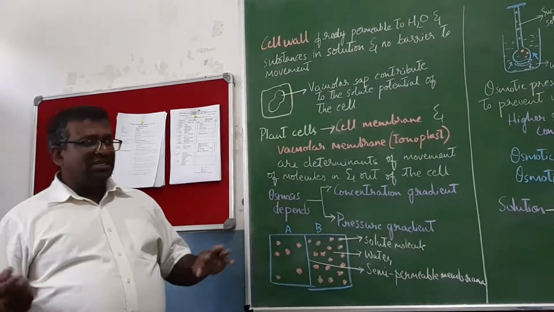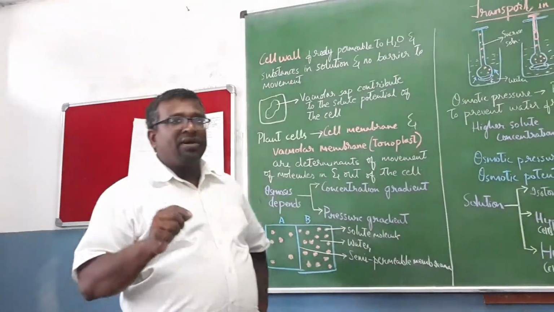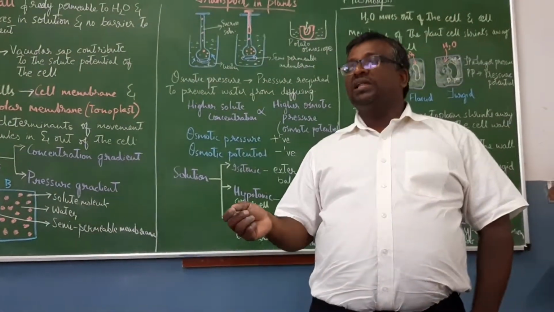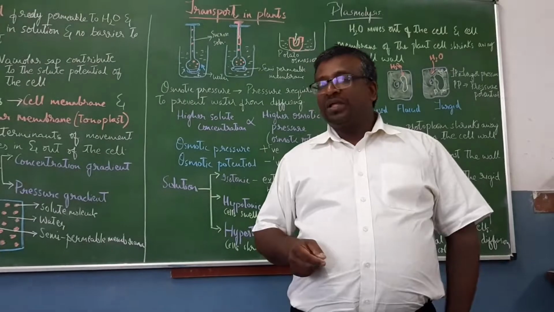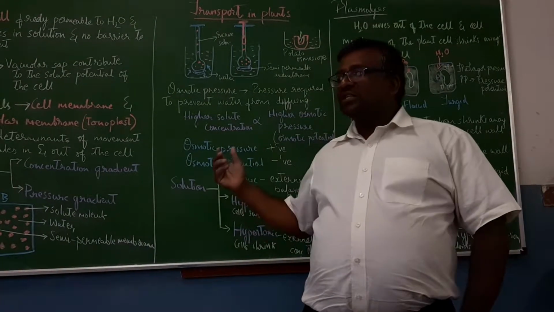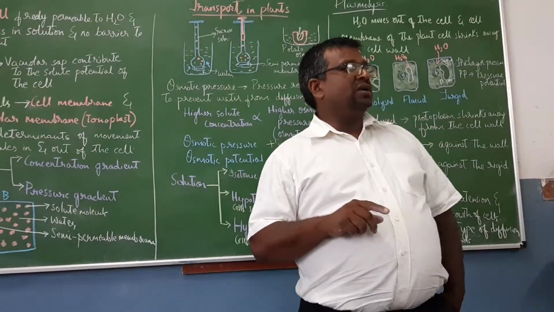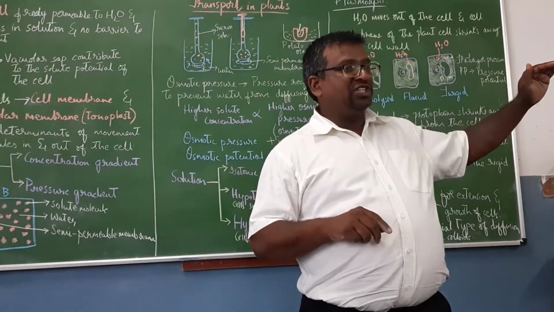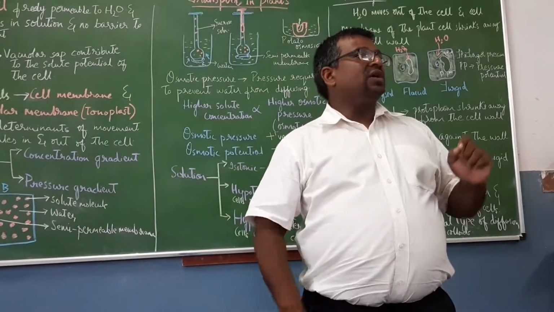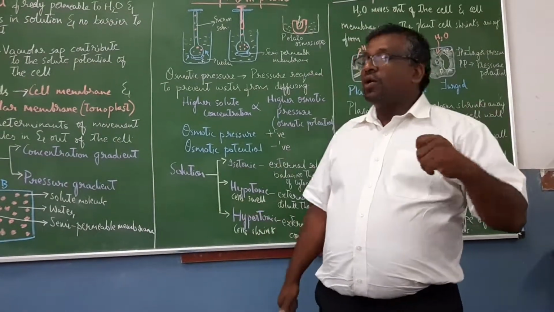Now, osmosis. Osmosis is the movement of water from a region of its higher water potential to a region of its lower water potential through a semi-permeable membrane. This definition you won't find there, it's a very easy definition. Earlier in the state syllabus we used to have this definition. Osmosis is the movement of solvent molecules from a region of higher water potential to a region of lower water potential through a semi-permeable membrane. We call that movement of water osmosis.